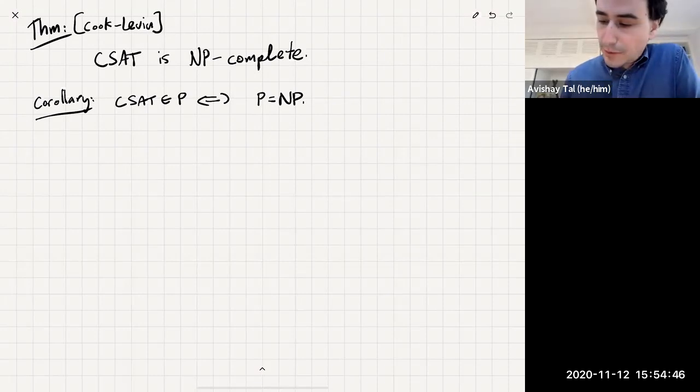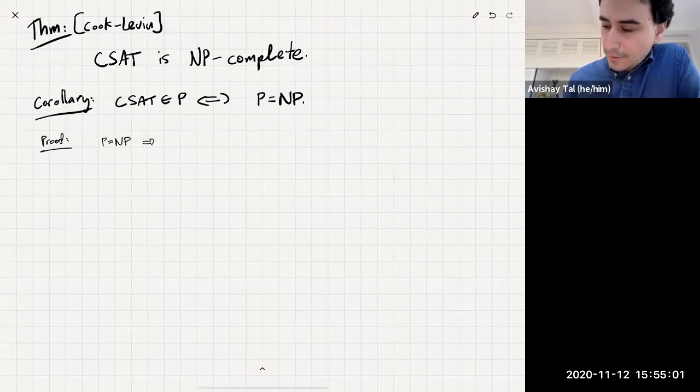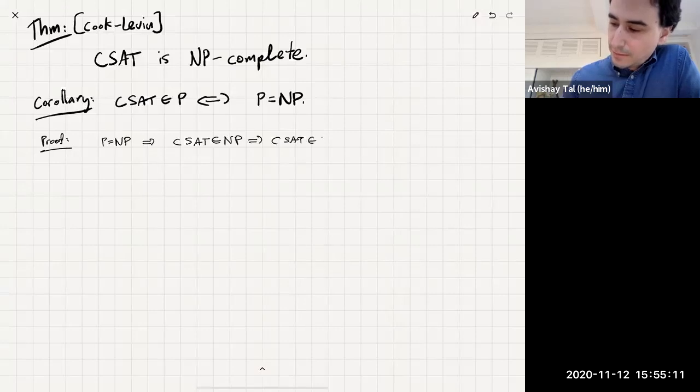Okay, so let's see both directions here. They are kind of simple. So we know that CSAT is in NP, right? So if P equals NP, then CSAT is in NP, but NP equals P, so CSAT is in P, right? So that's easy.